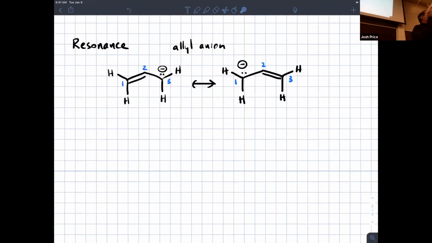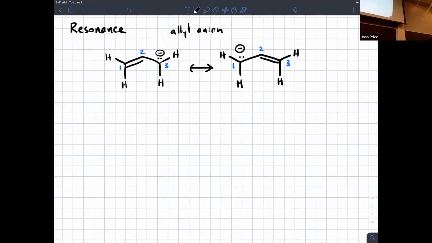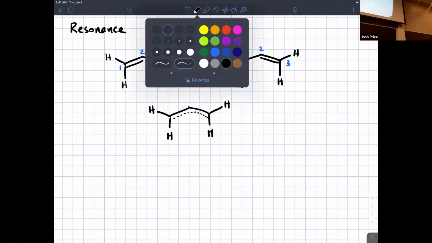When resonance structures are possible for a Lewis structure, it tells you that the molecule is more complicated than you can represent with just one Lewis structure, and that the real structure is actually probably a combination of them. In the case of the allyl anion, if we were to draw what this molecule really is doing, we would see that a pair of electrons were delocalized between carbons 1 and 3, and I'm using this weird dotted line just to indicate that there's partial double bond character between 1 and 2, and also between 2 and 3.